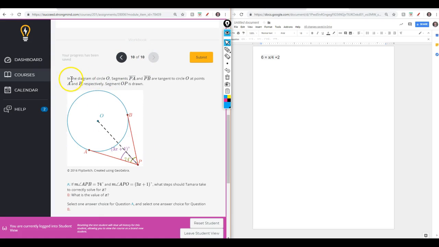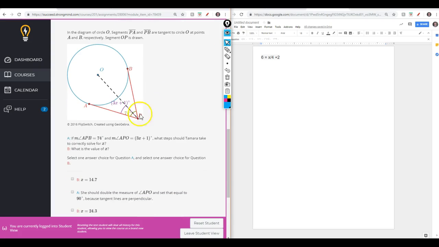So question 10, in the diagram of circle O, segments PA and PB are tangent to circle O at points A and B respectively. Segment OP is drawn in. If the measure of angle APB is equal to 74 degrees and the measure of angle APO is equal to 3x plus 1, A, what steps could Tamara take to correctly solve for x? B, what is the value of x? Select one answer choice for question A and select one answer choice for question B.